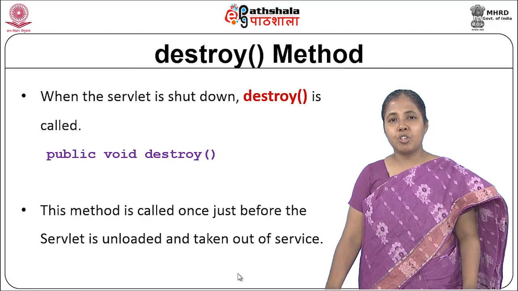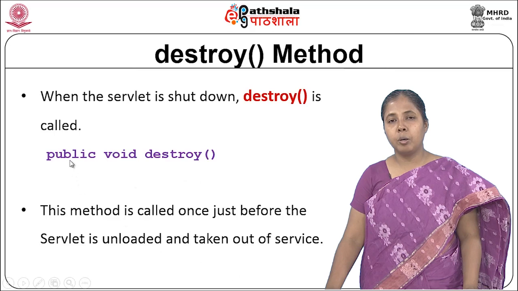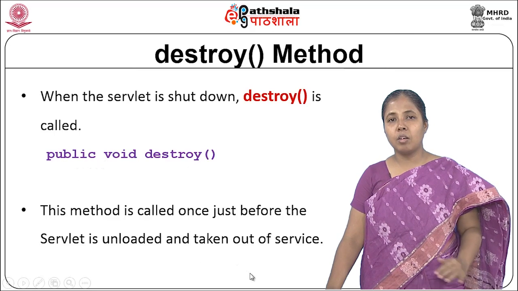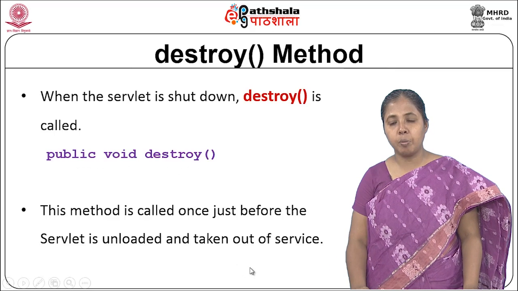And when the servlet is shut down, the destroy method is called. The method signature is like this: public void destroy. Once the servlet gets unloaded, it is marked for garbage collection.